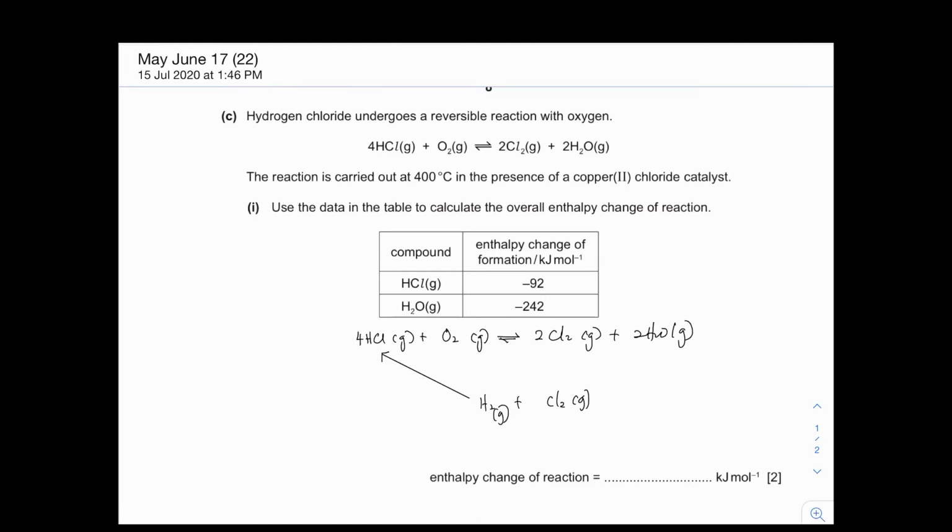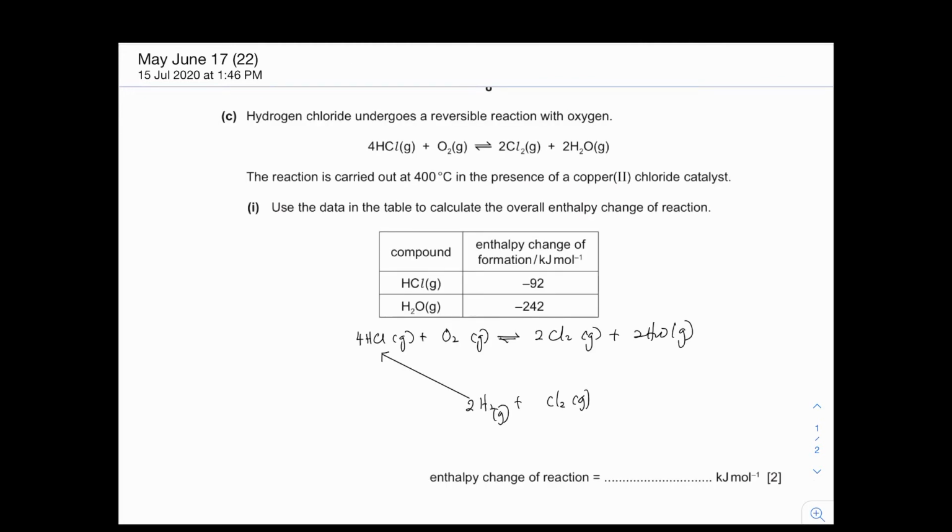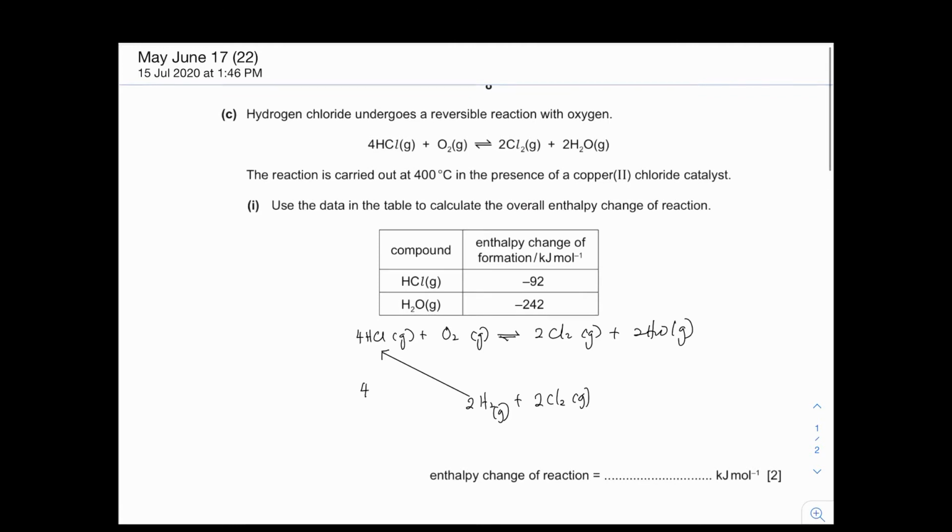So there will be 2 mole of HCl, 2 mole of H2 and also 2 mole of Cl2. And this value, negative 92 kilojoule per mole, is per mole of HCl formed. Since right now there are 4 mole, what we need to do is 4 multiplied by negative 92 kilojoule per mole. Alright, now the next information that we have is the formation of water.